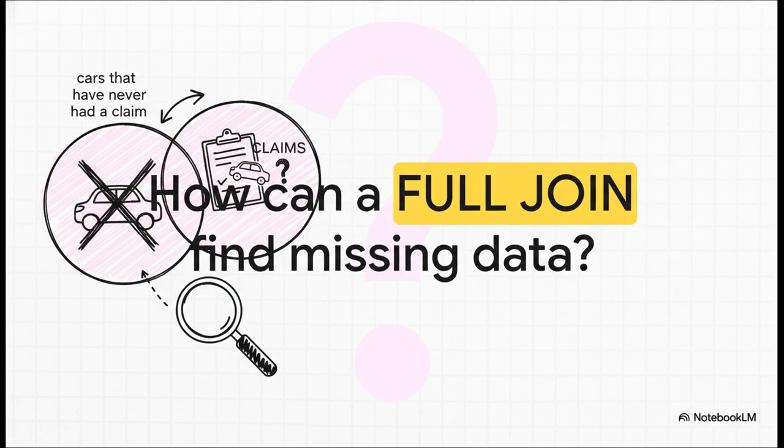Here's your next case to crack. A full join shows you everything from both tables, matching them up where it can. So, how could you use that to find 2 really crucial pieces of missing information at the same time? Cars that have never, ever had a claim, and claims that are somehow missing their car data. It's a great puzzle to think about on your SQL journey.